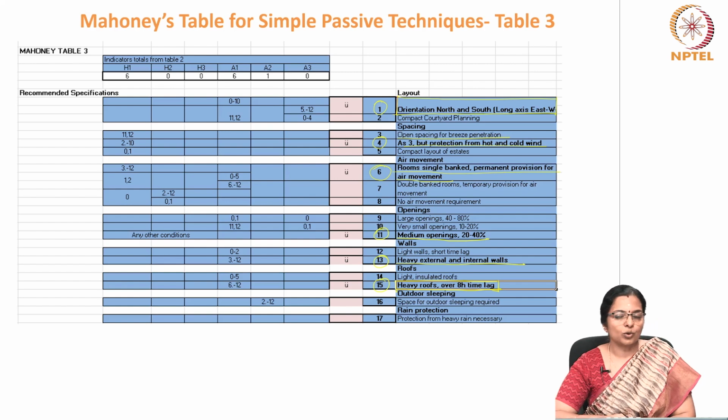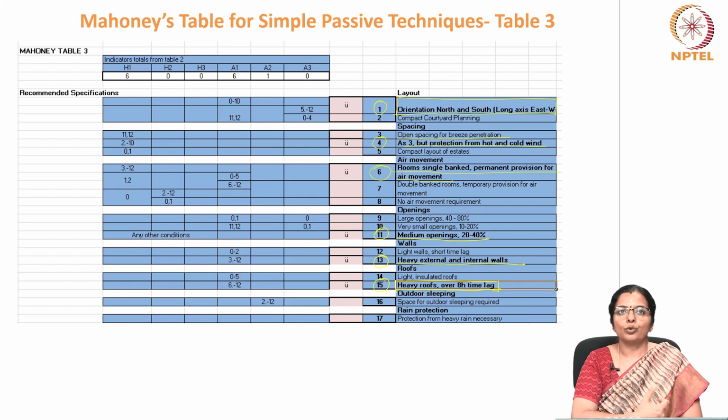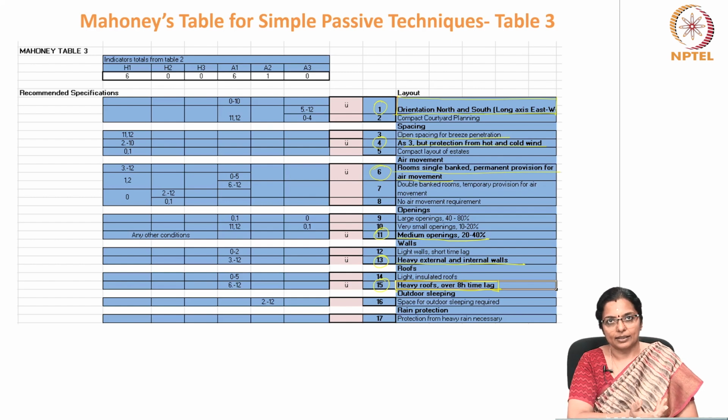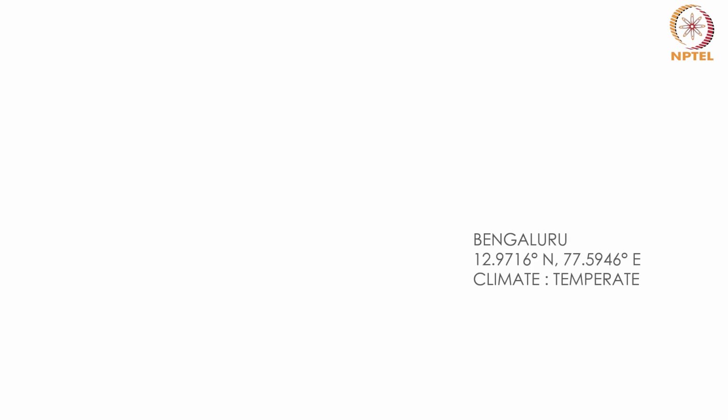Now this is an age-old table, but I thought it is important for you to know the existence of the table and how people started their design right from Mahoney's table. Today we have the climate consultant. So we saw how we must select the passive strategies with the help of Mahoney's tables. Now we will see how climate consultant can also help us with a slightly more advanced and scientific way of selecting the strategies.